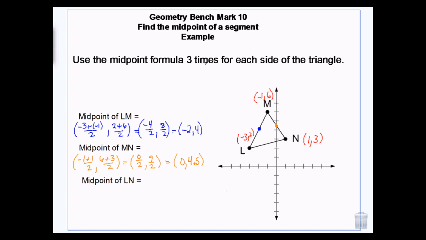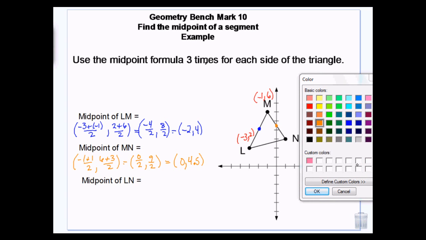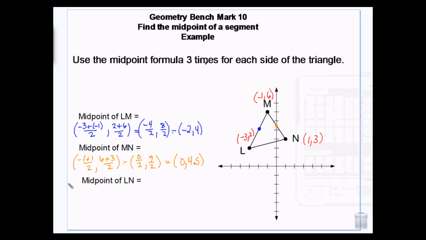Okay. What color? Green. That one? No, the one above it. That one? Yeah. Okay. So I'm doing LN. So I have -3 plus 1 divided by 2, and 2 plus 3 divided by 2. So that gives me -2/2 and 5/2. So -1 and 2.5. -1, 2.5 is going to be right there. So I found the midpoints of all the triangle's sides.